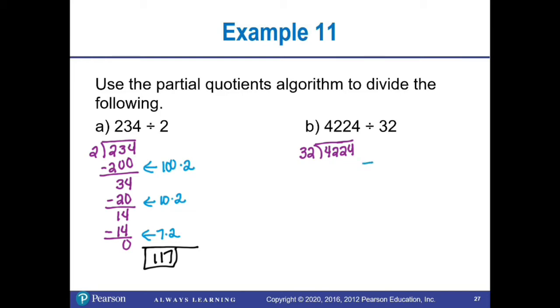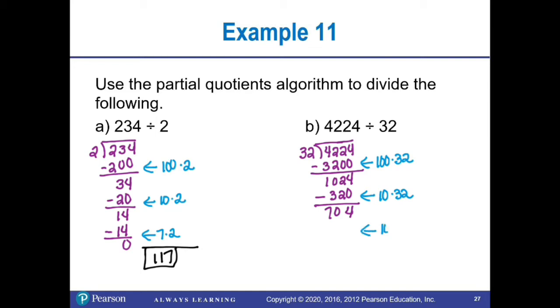A group of 100 would be 3,200. So I'm going to take out 3,200. So I subtract, and I'm left with 1,024. So then I think about 10 32s. Well, 10 32s is 320. So I subtract 320. That leaves me with 704.